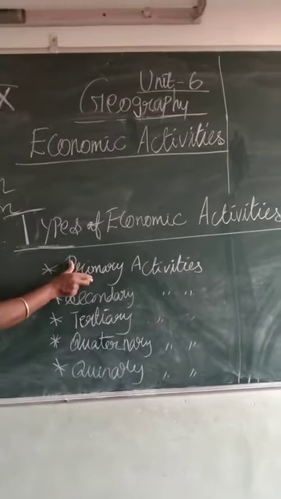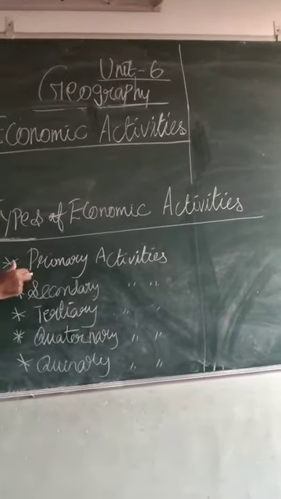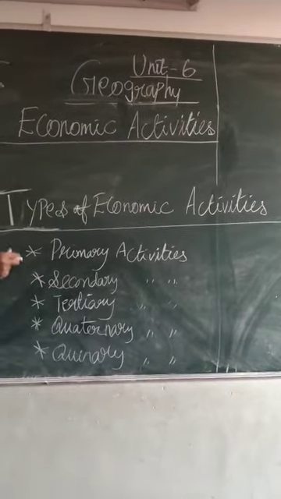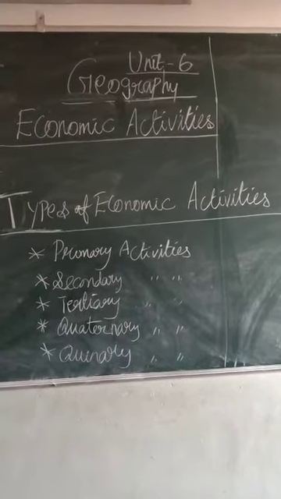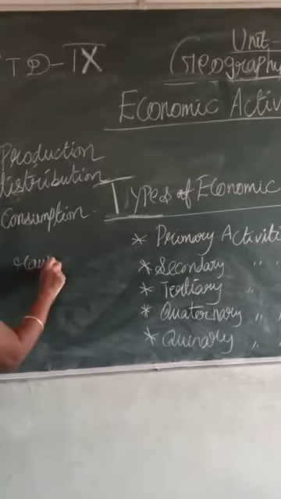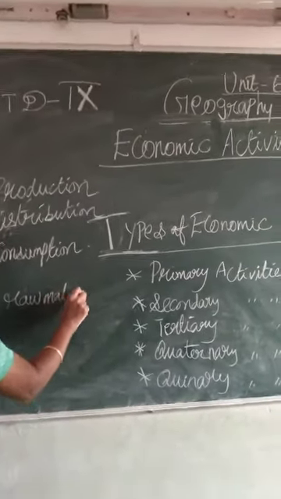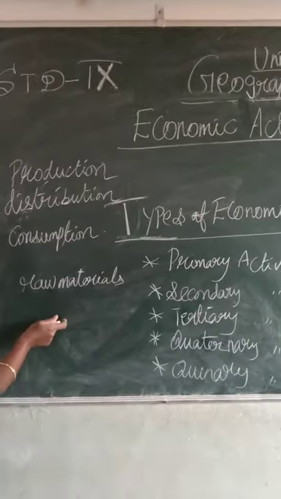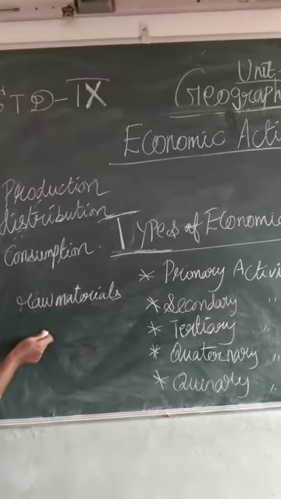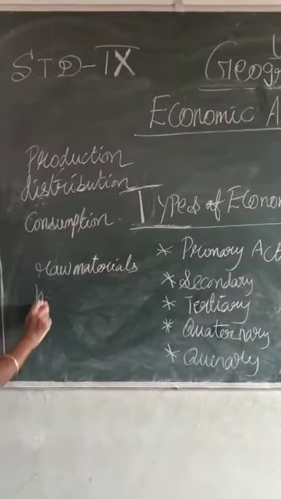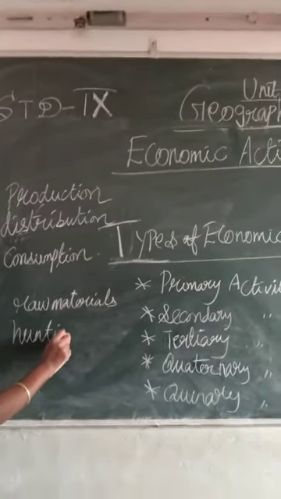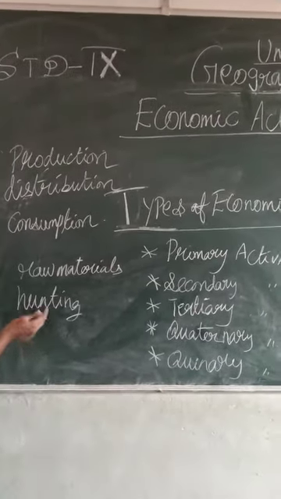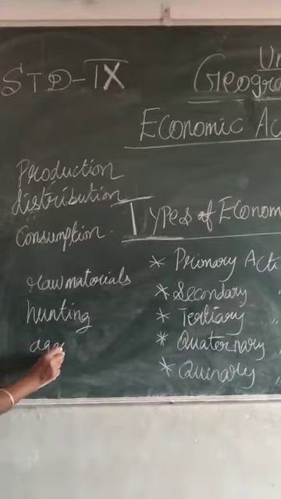First one, primary activities. Already in previous classes we were studying primary activities. Primary activities pertain to the extraction of raw materials from the earth surface. For example, food gathering, hunting and fishing, cattle rearing, mining and agriculture.